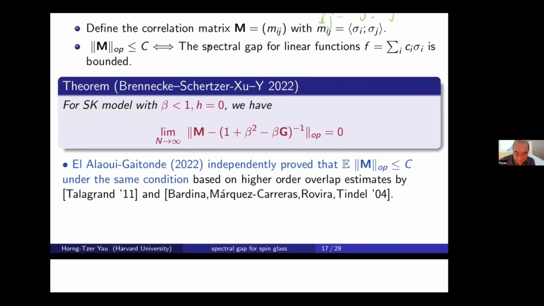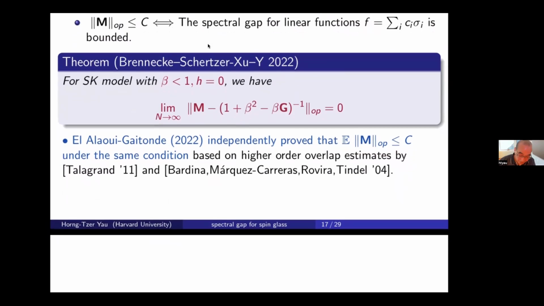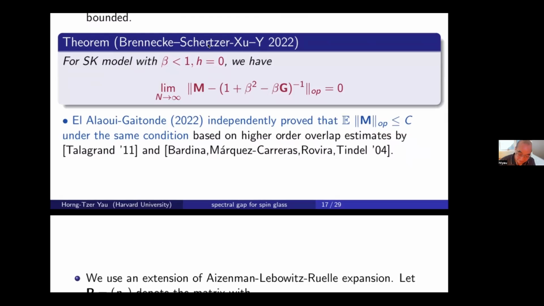This was proven, I forgot, last summer or so. But actually they independently proved that the expectation of the operator norm is bounded. Oh, by the way, our result is with high probability; I forgot to say that. Their preprint actually appeared about three weeks before ours, but we use a different method. They use the overlap estimate by Talagrand and the Bolthausen group, and so they prove that this one is bounded. Of course, ours is just slightly more precise, but the key is still to understand that this is bounded.